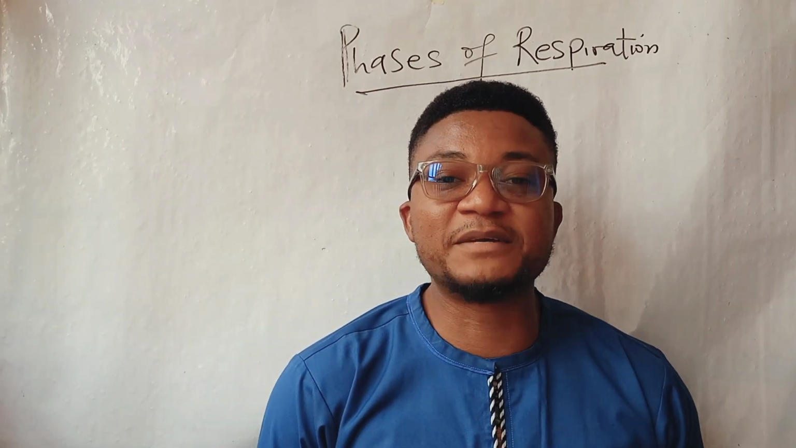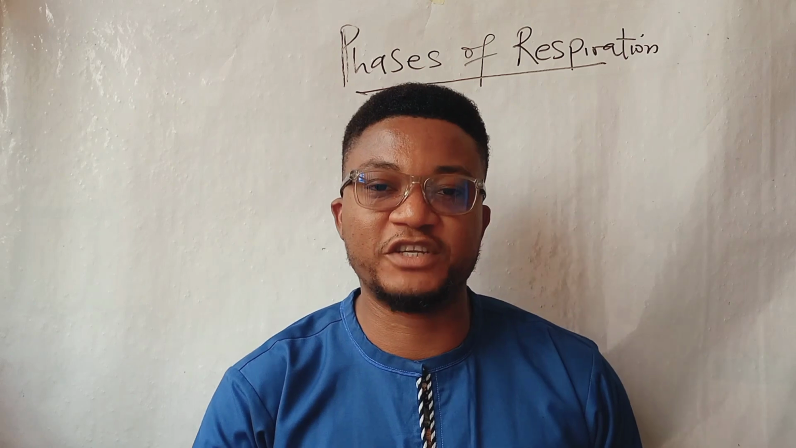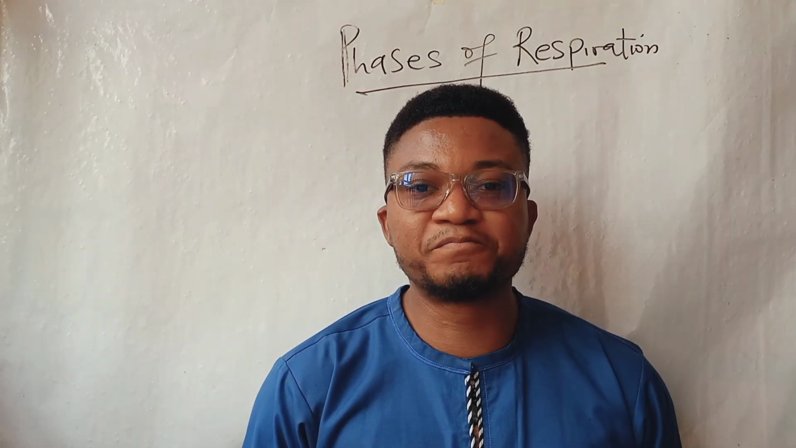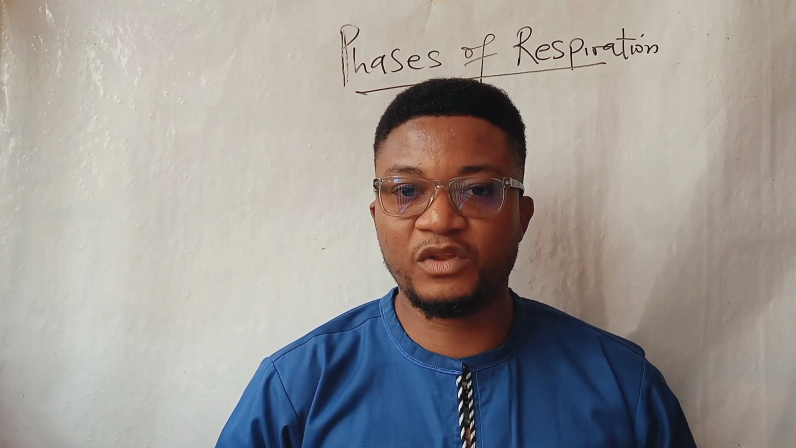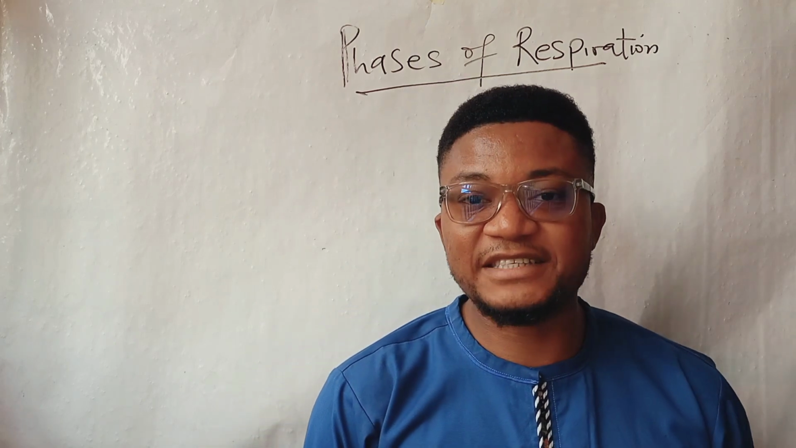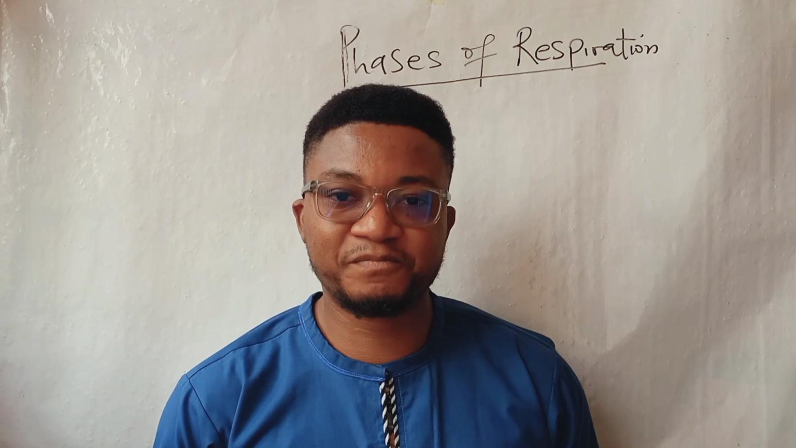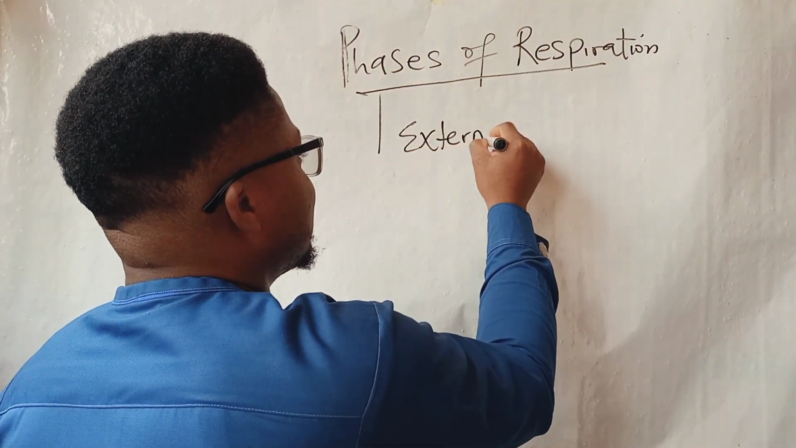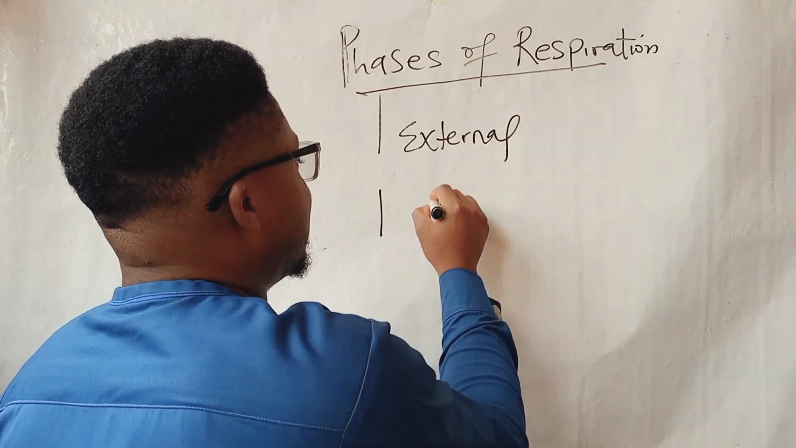So for living organisms to effectively carry out the process of respiration, the entire process is divided into two phases, where we have the external phase and the internal phase. So we're going to be writing this down. We're going to have the external and we're going to have the internal.